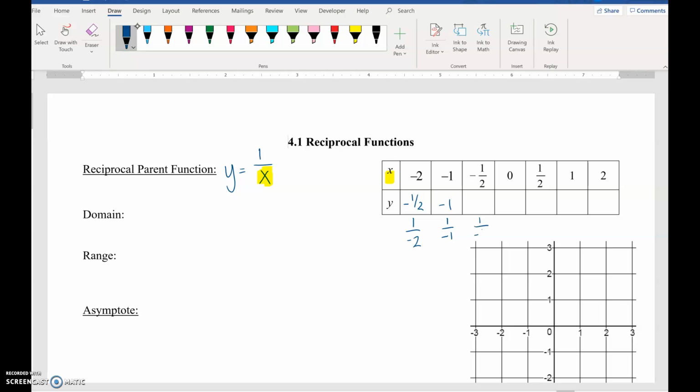1 over negative 1/2, you can put that in your calculator if you need to, would become negative 2. Plugging in 0, we would have 1 over 0. If you try that in your calculator, it'll say error or undefined, and that is because there is no way to divide by 0. So this is undefined. Okay, and then the rest are very similar to what we just did. It just doesn't have that negative. So 1 divided by 1/2 would become 2, and then 1, and then 1/2.